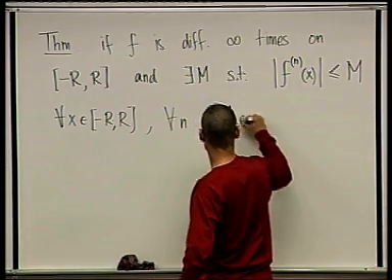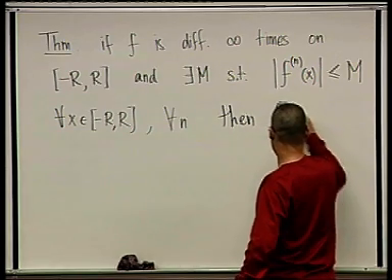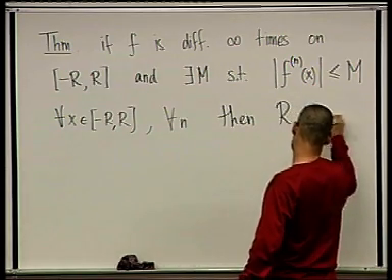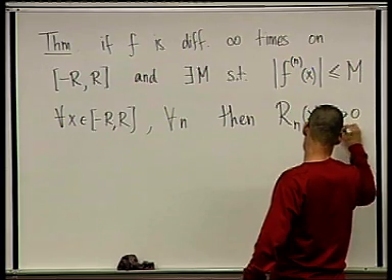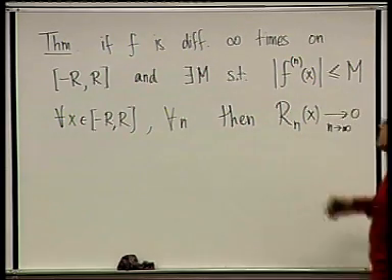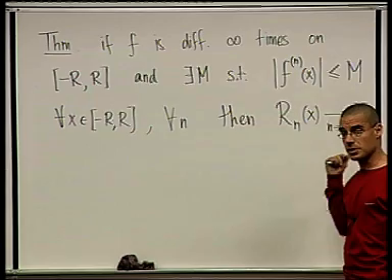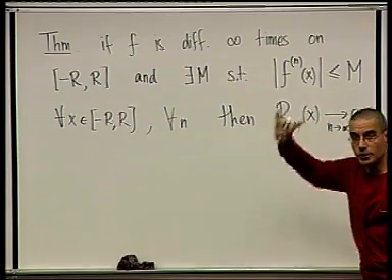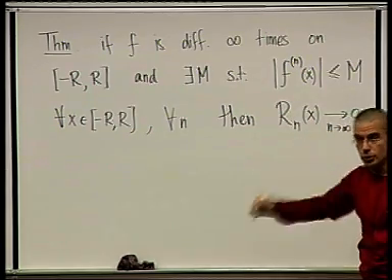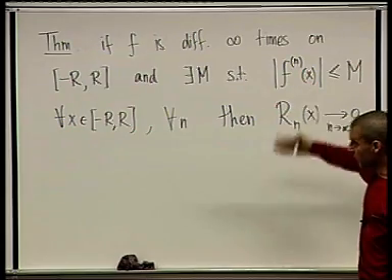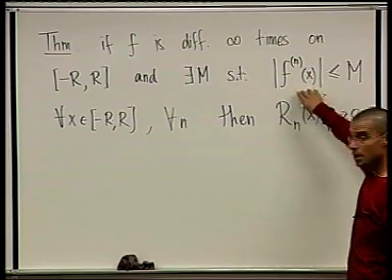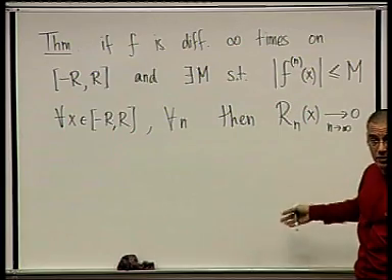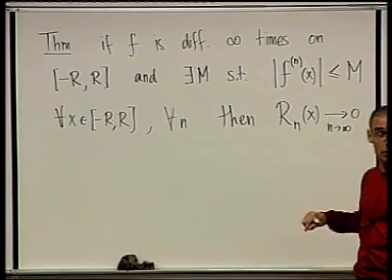Then Rn goes to 0. And if Rn goes to 0, by the previous discussion, the Taylor series converges to the function. And we even verified this condition for e to the x, for sine of x, and you can think of it for others.